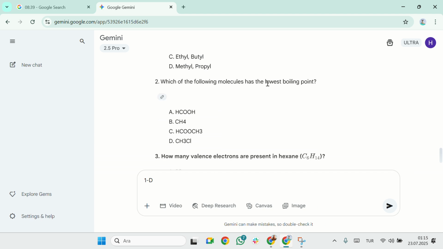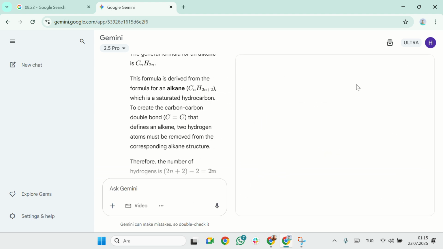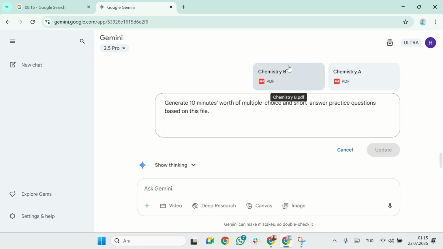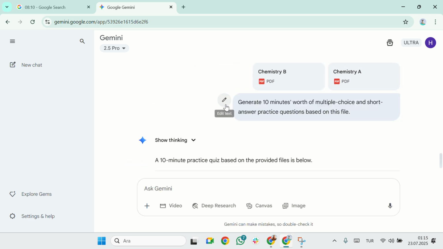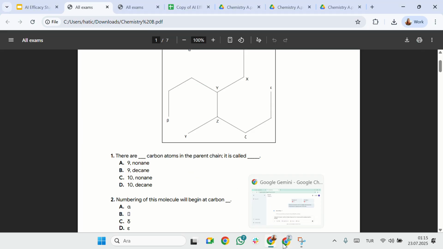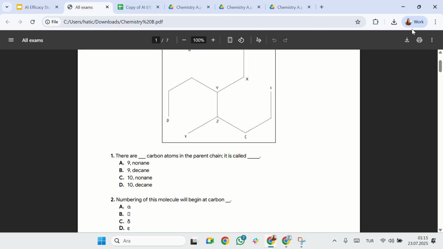Which of the following molecules has the lowest boiling point? Oh, wait, I think I should have only sent the chemistry B, right? Okay, so I'll ask this again. Okay, sorry about that.